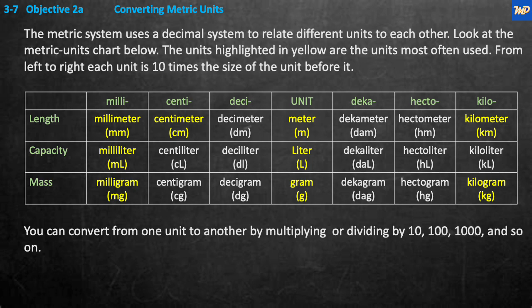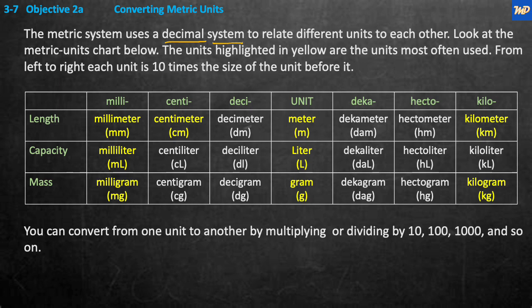It says it's a decimal-based system right here. Decimal system. Everything is on 10. So whatever one unit is, the next one to the right of it is 10 times larger. So let's start with length. The smallest length we generally use, and it is highlighted, is millimeters. You'll see millimeters quite often. That's mm. And we know a millimeter is about the thickness of a dime. We talked about that. Okay, so if you go to the right, just one, we go to centi.